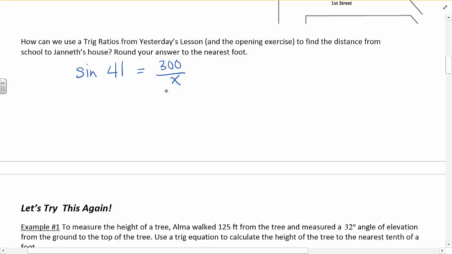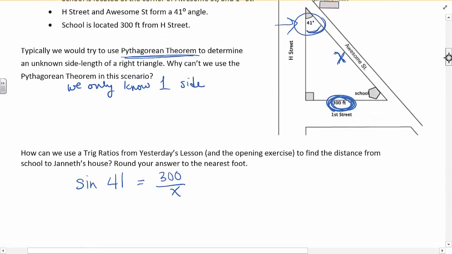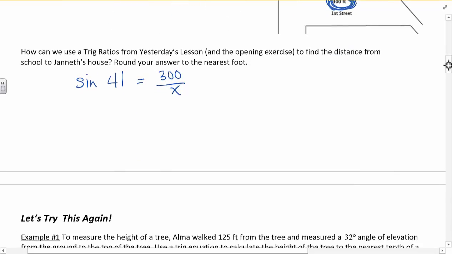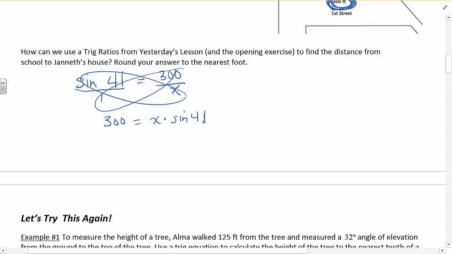What I often say is a silly little rhyme: if you're looking for a side, cross multiply. I am looking for a side. I want to use trigonometry to find this side. If you're looking for a side, cross multiply. So what we do is we put this over 1 and we cross multiply. 300 times 1 is 300. Sine 41 times x is x times sine 41.